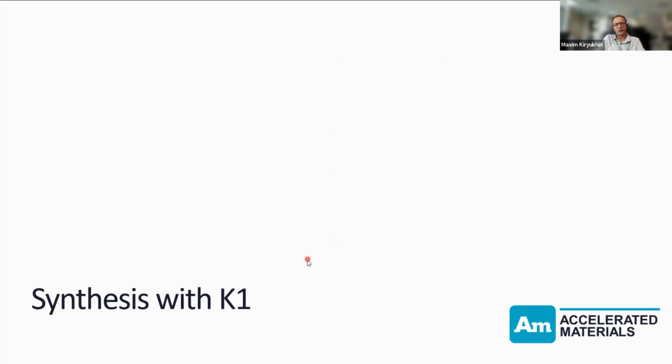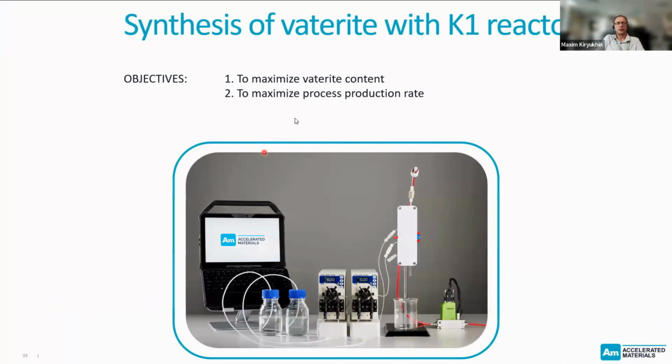So this is where we try to come in, and we try to perform this synthesis with the help of our K1 reactor. So our objectives were, first, to maximize the content of vaterite and minimize the formation of calcite in the synthesis, and second, to maximize the process production rate.